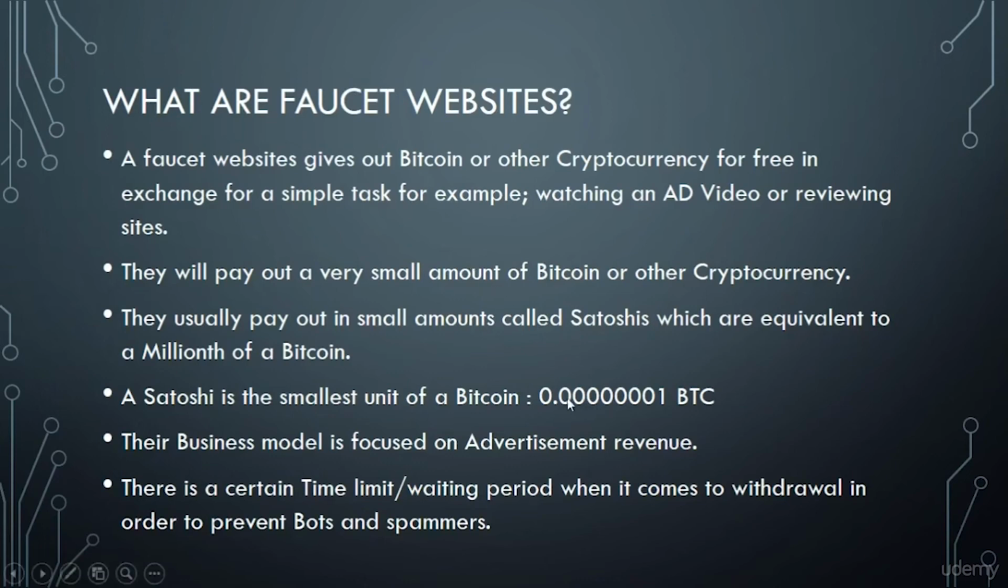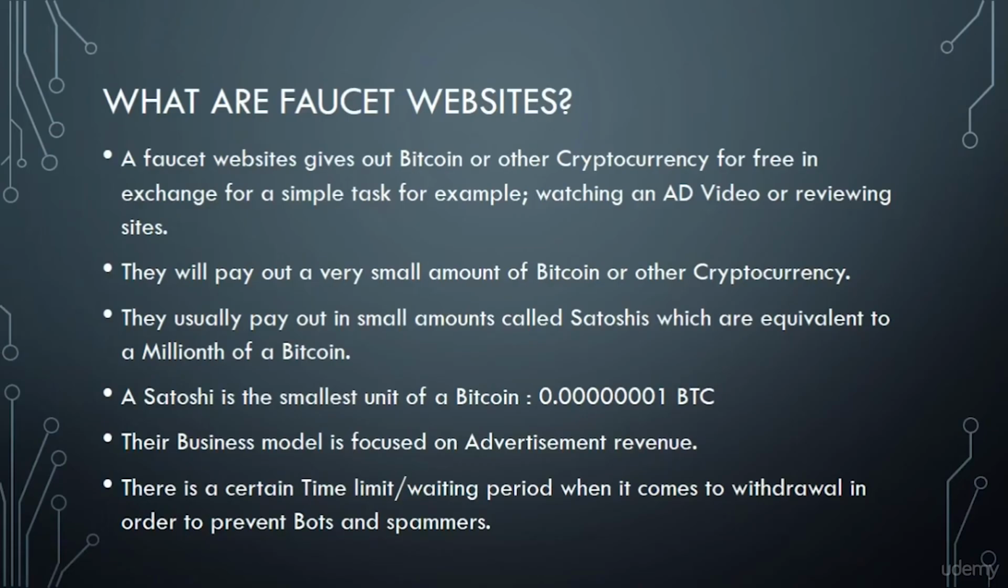When talking about how much they'll pay out, they pay out in satoshis. That does not mean they'll pay out one satoshi. They'll pay out a few, let's say 20 satoshis, and maybe even 100 satoshis, depending on the type of task that you're doing. But the value of the payout that they'll give you also depends on the current value of Bitcoin.